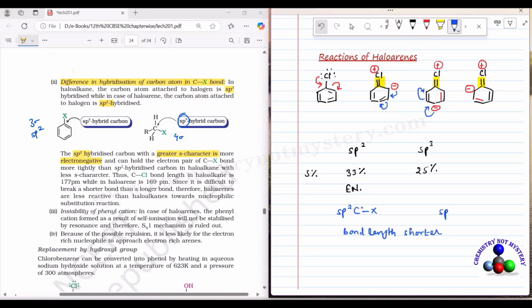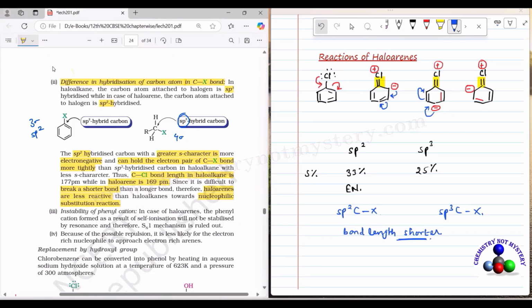The bond length is shorter than the bond length of sp3 hybridized carbon and halogen. And shorter bonds are difficult to break. That's why it is written here, sp2 hybridized carbon has greater s character and is more electronegative, can hold electron pairs of carbon-halogen bonds more tightly than sp3 hybridized carbon in haloalkane with less s character. Thus, carbon-halogen bond length in haloalkane is 177 picometer, while in haloarene it is 169 picometer. It is shorter than the haloalkane. Since it is difficult to break a shorter bond than a longer bond, therefore haloarenes are less reactive than haloalkanes towards nucleophilic substitution reactions.